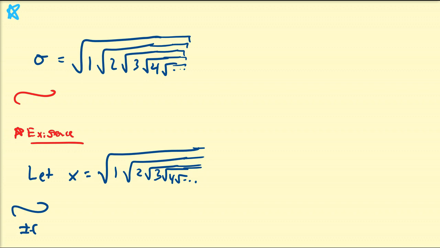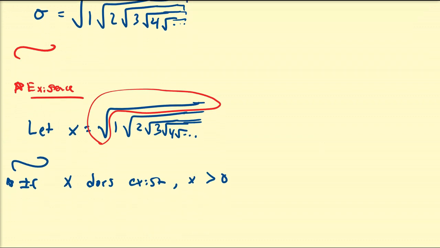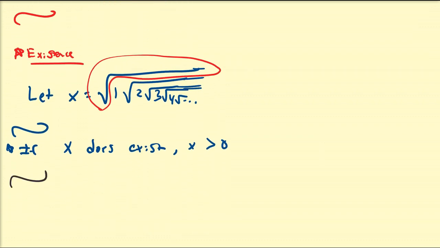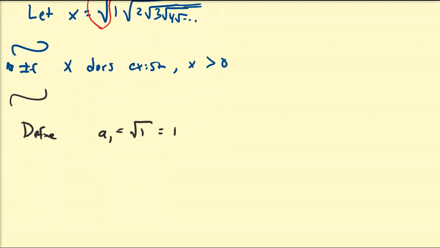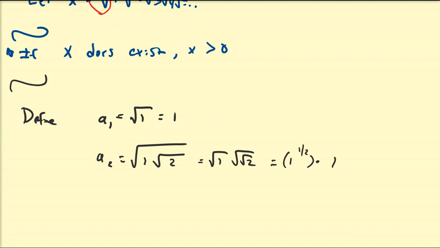In the case that it does exist, then we know that x must be greater than 0 because it's the output of a radical. To begin defining this sequence, we define a1 to be equal to the square root of 1, which is 1. Then a2 is equal to the square root of 1 times the square root of 2, which is the same as the square root of 1 times the square root of the square root of 2, or 1 to the 1/2 times 2 to the 1/4.